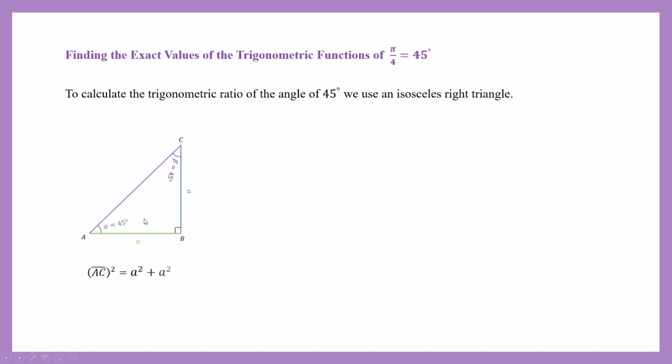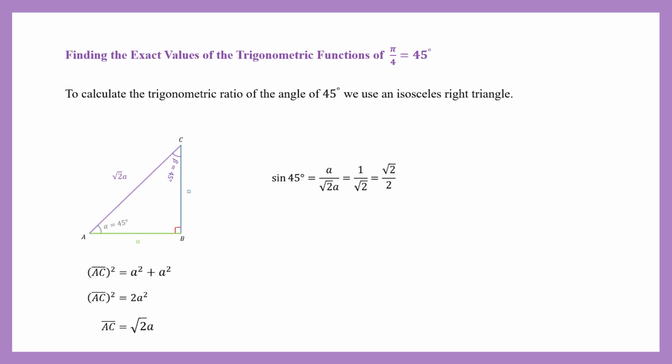For finding the length of the hypotenuse here, we should apply the Pythagorean theorem in this right triangle. We will have the length of AC squared equals A squared plus A squared. A squared plus A squared will be equal to 2A squared. If we take the square root of both sides, we will have the length of side AC equal to the square root of 2 times A. Now, we know that the length of the hypotenuse is the square root of 2 times A.